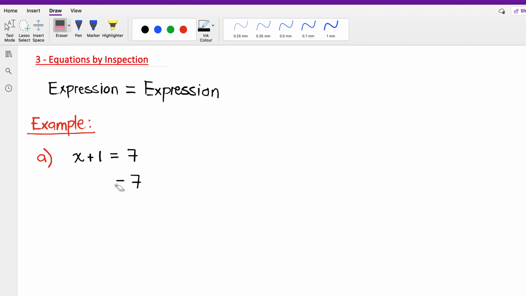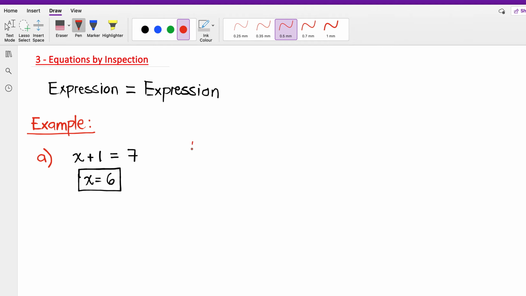So I'm going to rub this out. In the same way, a number plus 1 is going to be equal to 7. So what is that number? So x has to be equal to 6. This is what is called solving equations by inspection. You just work it out in your head. You're not doing any process.